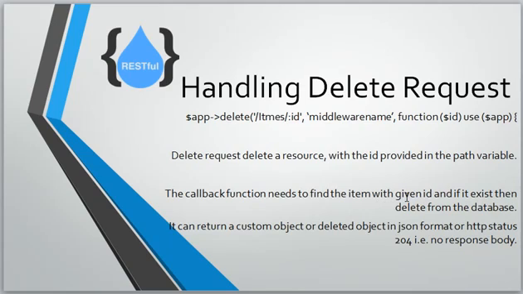Find the item with the ID in the database. If the item is found, then delete the item from the database, then it can return a custom object, or the deleted object in JSON format, or HTTP status 204, that is, no response body. Now let's see how to write the actual code.